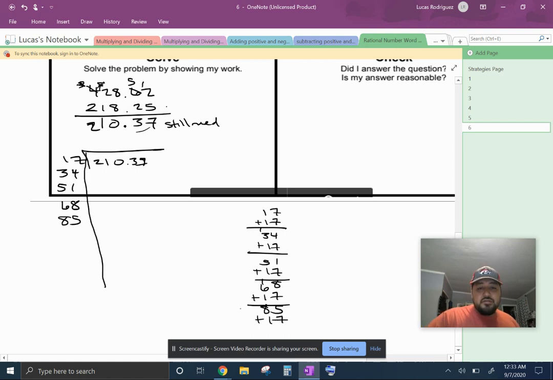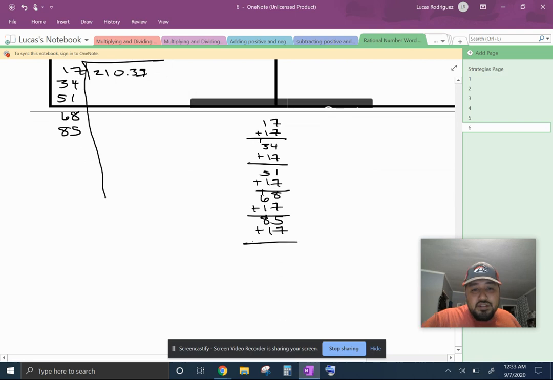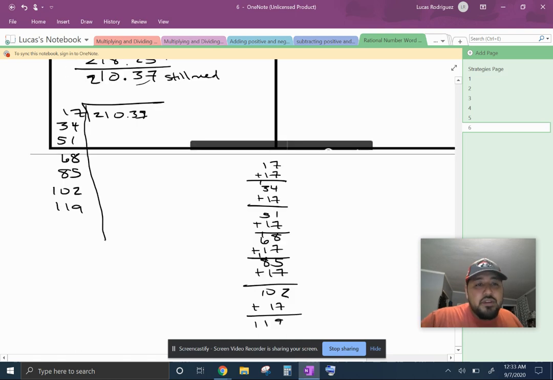Let me create some more space. All right. Plus 17, it's going to be 102. And let's just do one more. It's going to be 119. All right. So now I could do my division problem.